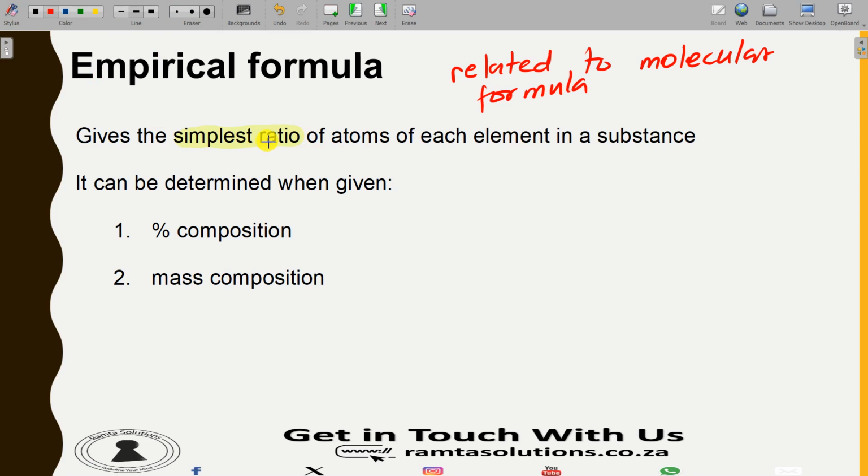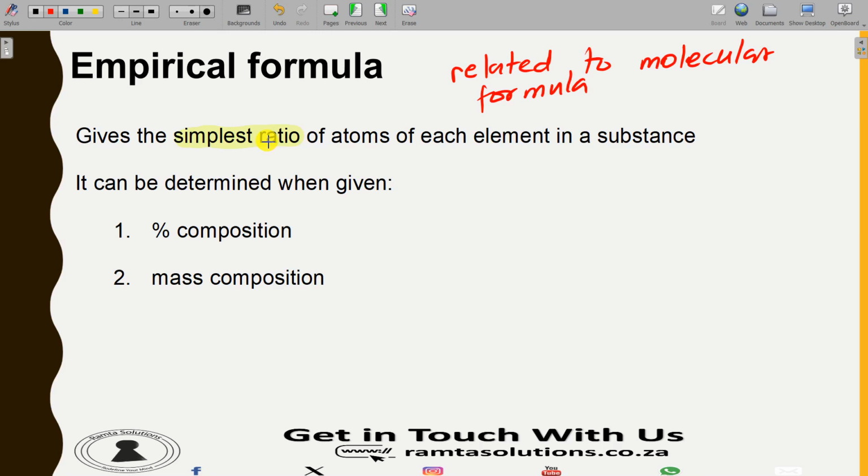So you see, when we say relative or simplest ratio, we are basically saying you're going to relate the number of moles of each element in a substance. We are going to relate the atoms of each element in the substance.